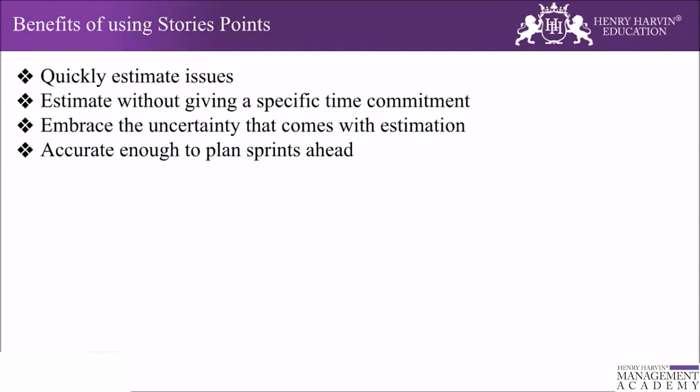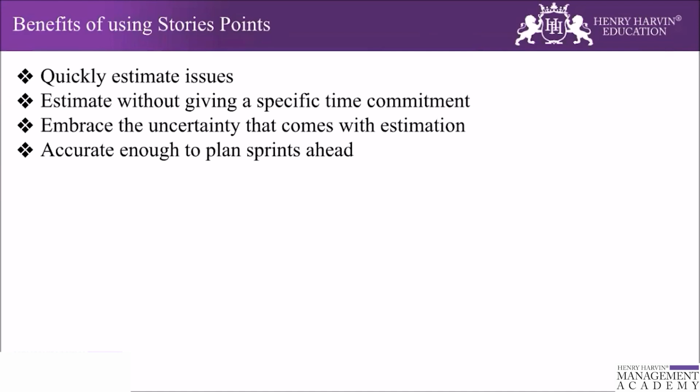The third is that you embrace the uncertainty that comes with estimation, and the story point specifies an unknown time range. Selecting from a specific Fibonacci-like sequence of story points allows you to capture the uncertainty. But if you estimate in hours, you are not going to get that clarity in the estimation. Another benefit is that it's accurate enough to plan the sprint ahead, and this allows you to better manage the time expectations of stakeholders for the future work. These are a few benefits of using story point estimation techniques to estimate user stories.